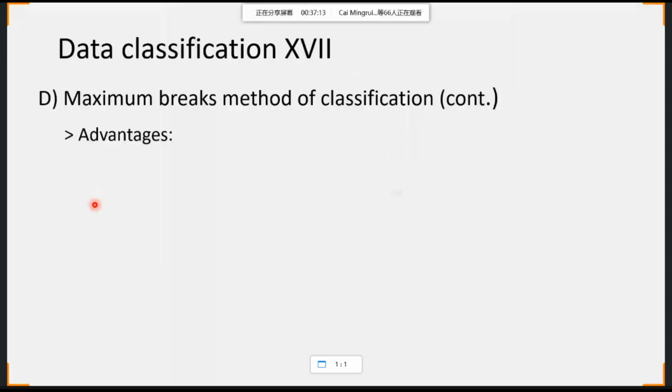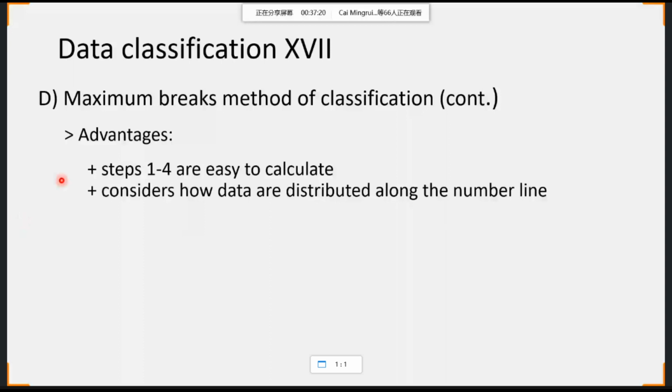So what are the advantages now of this maximum breaks method? The steps are easy to calculate, and it considers how data are distributed along the number line. So that we have these gaps is in fact the basic idea of the method. I just talked about that. So the classes reflect very well the distribution.